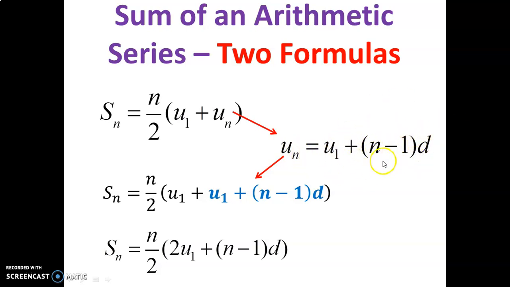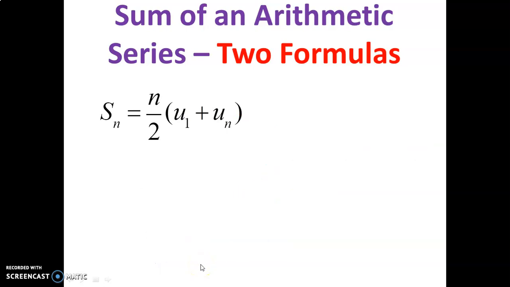That's our general arithmetic formula. So why don't we substitute this with this whole thing here? So notice this formula that we just came up with, and this in blue has been replaced by this un formula. So now these two u1s can combine, and we have 2u1 and then n minus 1 times d. So these are the two common formulas for a sum of an arithmetic series. There's this one, and there's this one. Both of these are in your formula booklet. Please write them down on your page.